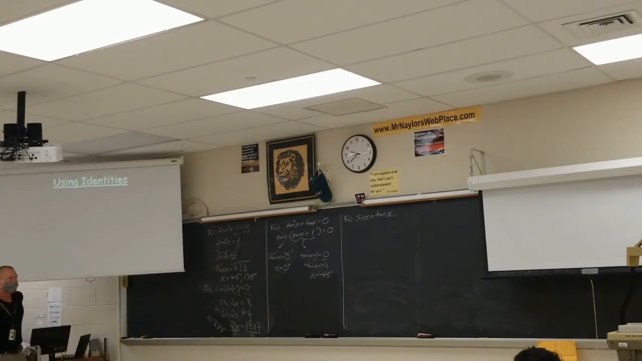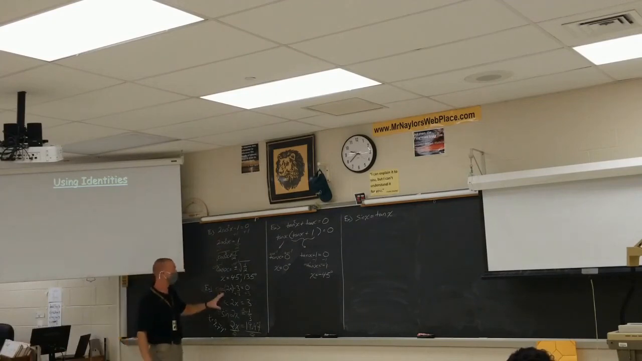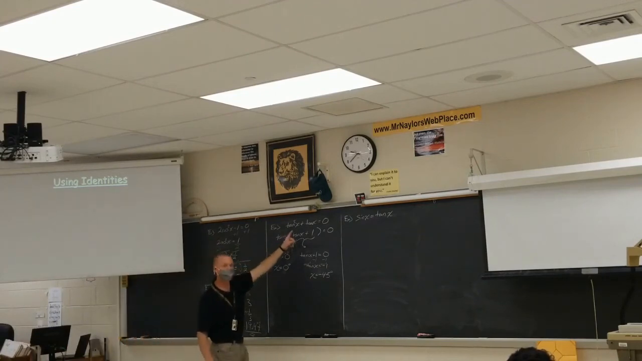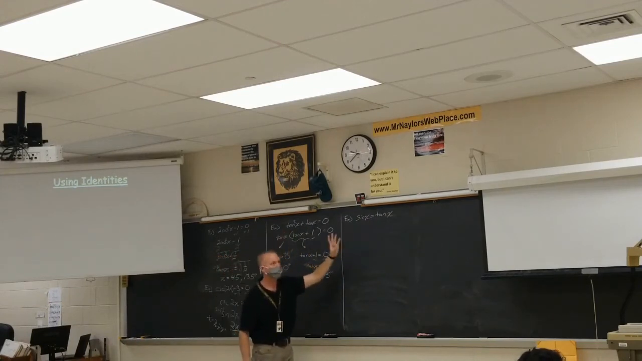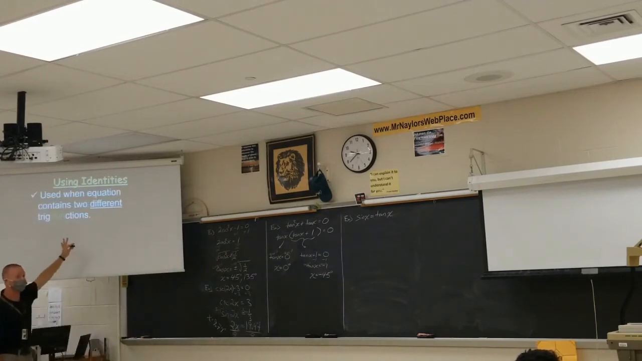You just need an identity. 2 different functions. That's exactly right. Okay. 1 function, cosine. 1 function, cosecant. 1 function, tangent, even though it repeats. 2 functions. Now, when you have 2 functions, now it's time to use the identities.